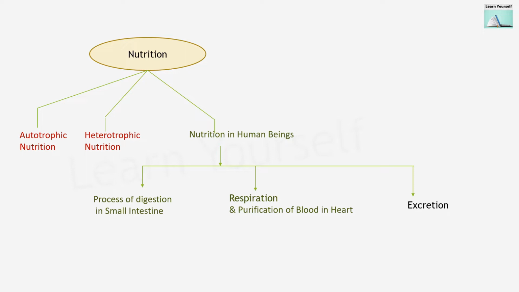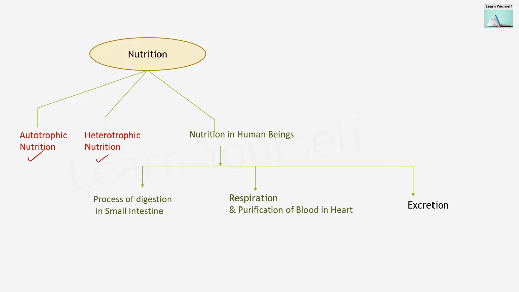First, based on nutrition, we are going to learn about what is autotrophic nutrition, what are their modes, what is heterotrophic nutrition, what are their modes, and the last, which one we are discussing in detail, that is nutrition in human being. In that, specifically, we are going to see some of the processes in detail.